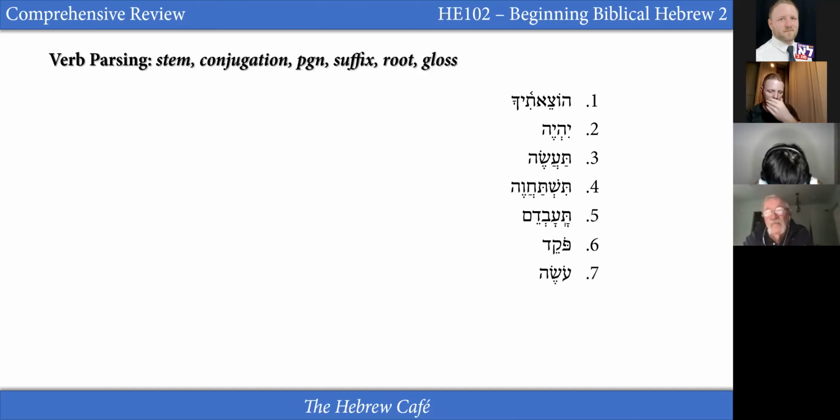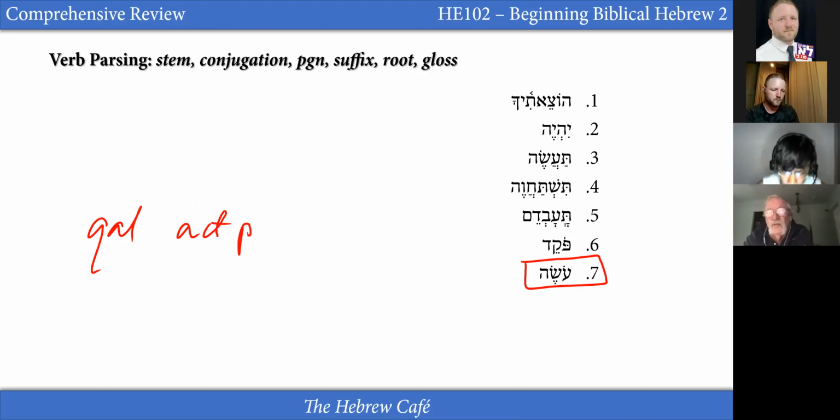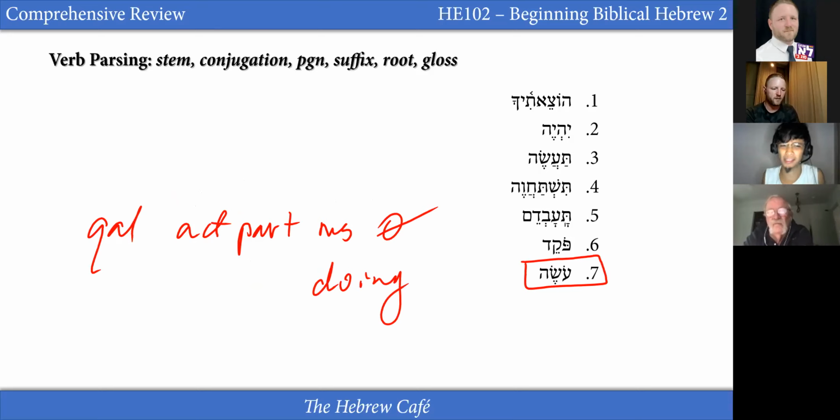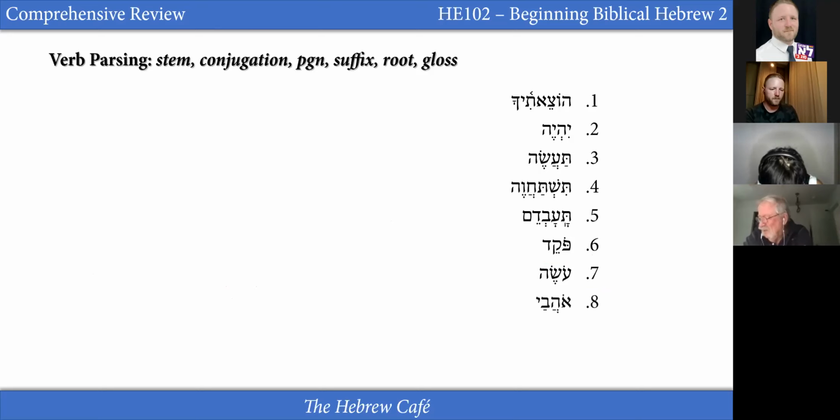What's this one? We'll say the Kal active participle, masculine singular, doing or making, with no suffix. Doing or making, of asa, right? Great. Okay. Next.